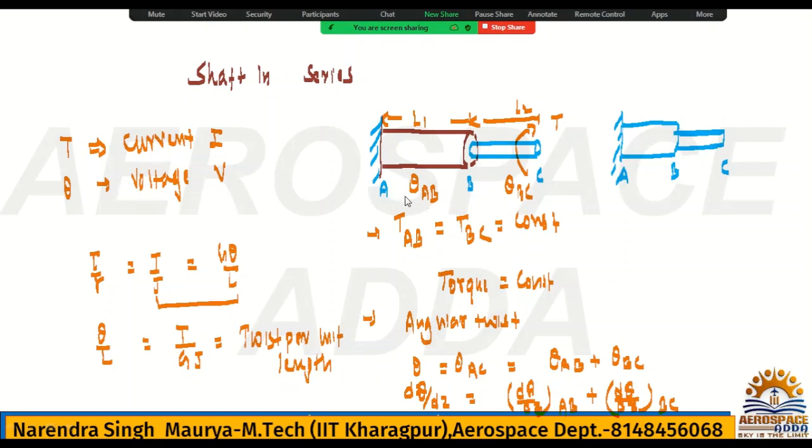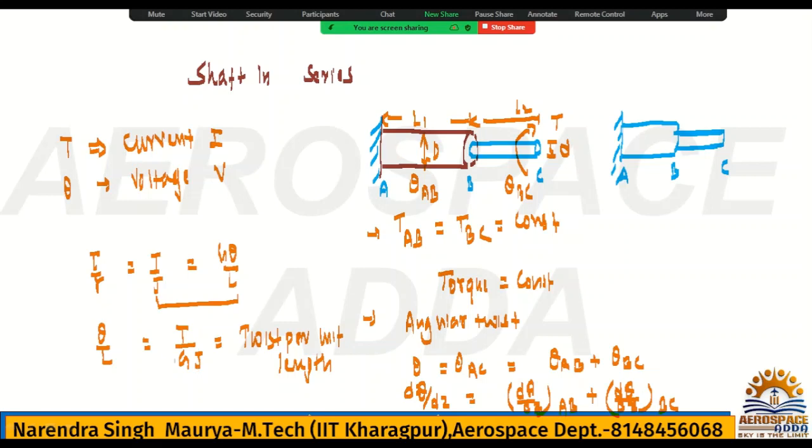J is the polar moment of inertia, because for AB the diameter will be capital D, and for this it is small d. So J will not be the same for A to B and B to C. Got the point? G is the material property, the rigidity modulus. Maybe the material is the same, so G will be constant, it's okay. But what about J? J will be changing because the diameter is changing.